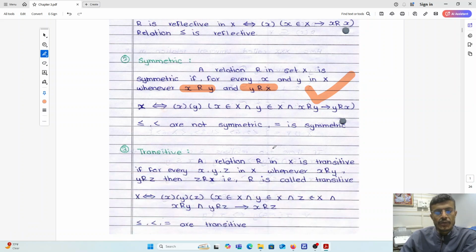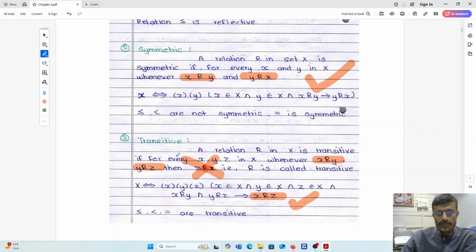Then the transitive property: if two relations are given to you, X relation Y and Y relation Z, then it should give you X relation Z. Means X relation Y, Y relation Z, then it should give you X relation Z. So that is nothing but the transitive property.